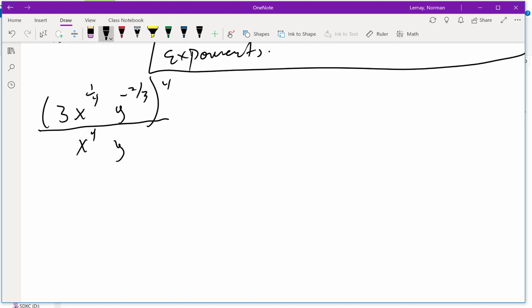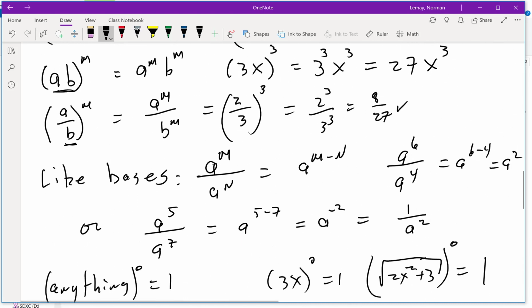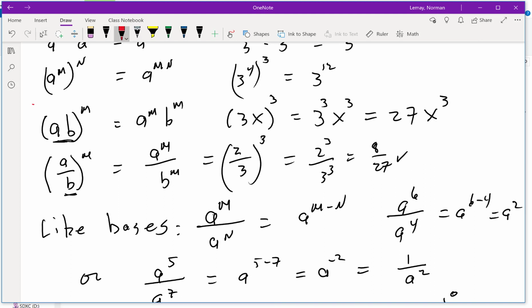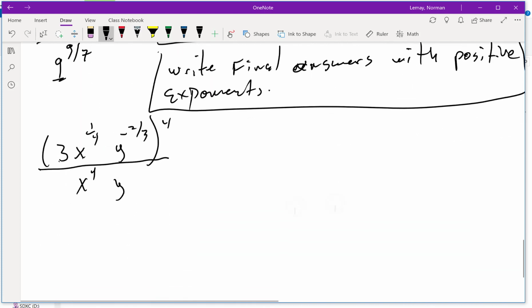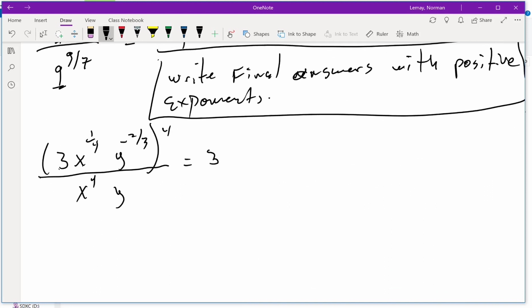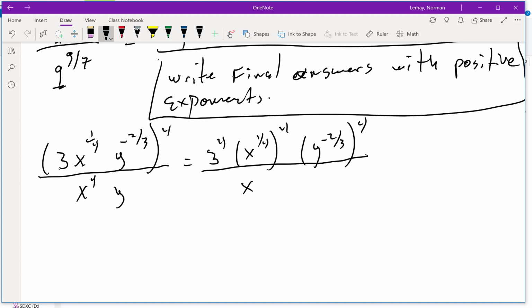All right, so here we've got a few things going on. Notice that we have this raised to an exponent, this raised to the exponent, so we already know we're going to have to use a rule, in particular the rule that says when we have these different bases raised to the exponent, we rewrite using that rule. So this can be rewritten as 3 to the 4th, x to the 1/4 raised to the 4th power, and y to the minus 2/3 raised to the 4th power, divided by x to the 4th y. Nothing happens down here to the denominator.